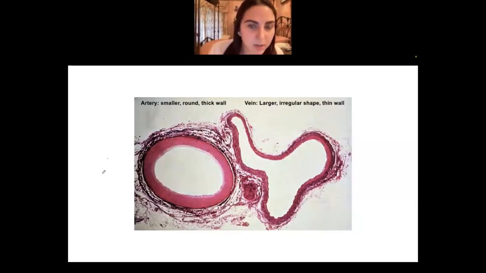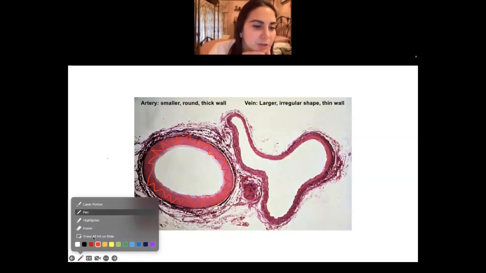Think about it, they're not supposed to be compliant. We don't want them moving around with our blood flow. We want them being like, no, you need to get to the organ you're trying to get to. So it needs to be nice and thick and muscular. So that's why this is nice and thick and muscular. So you'll always see with arteries this really thick muscular layer. Also with arteries, they will always, always be circular because again, they're not compliant.